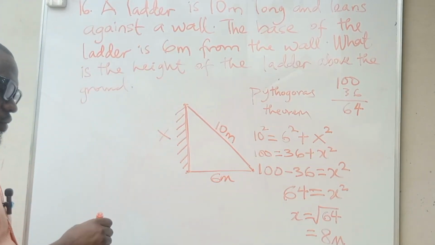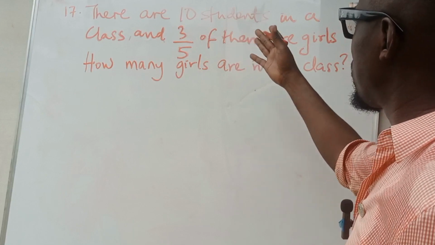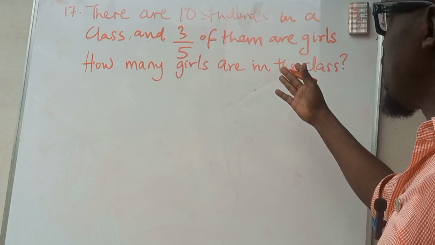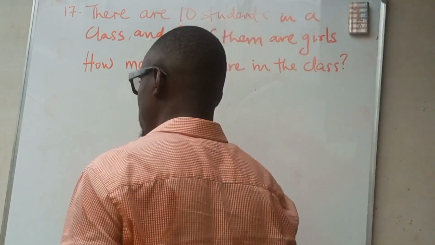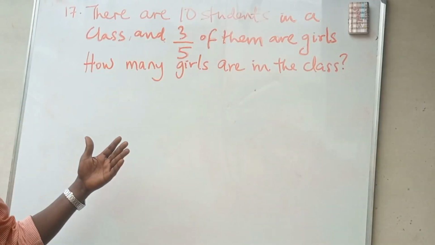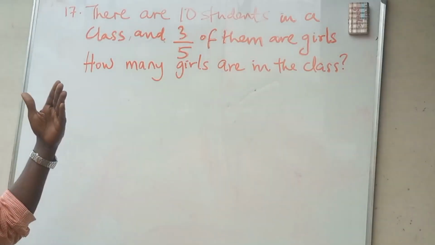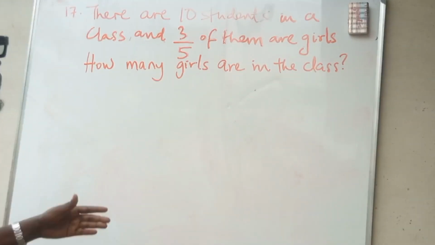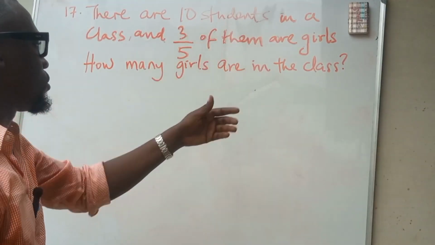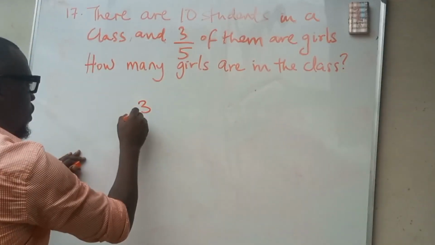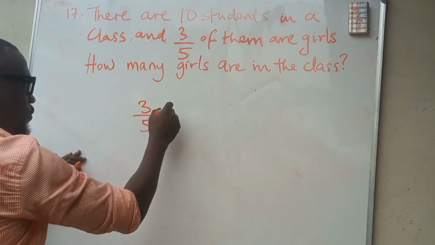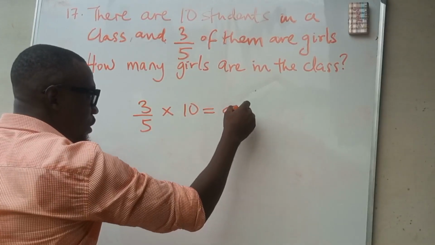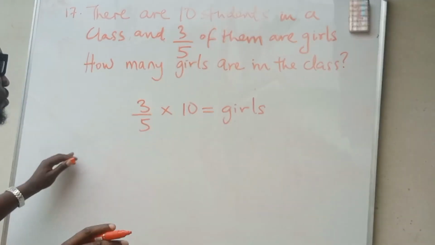Yes, there are 10 students in a class and 3/5 of them are girls. How many girls are in the class? It's a very simple one. You have to understand the question, interpret it. If you can understand and have the ability to interpret it, it makes you solve the problem very easily. The question says 3/5 of them are girls. 3/5 of the students, which is 10, are girls. That makes the question very simple to solve.